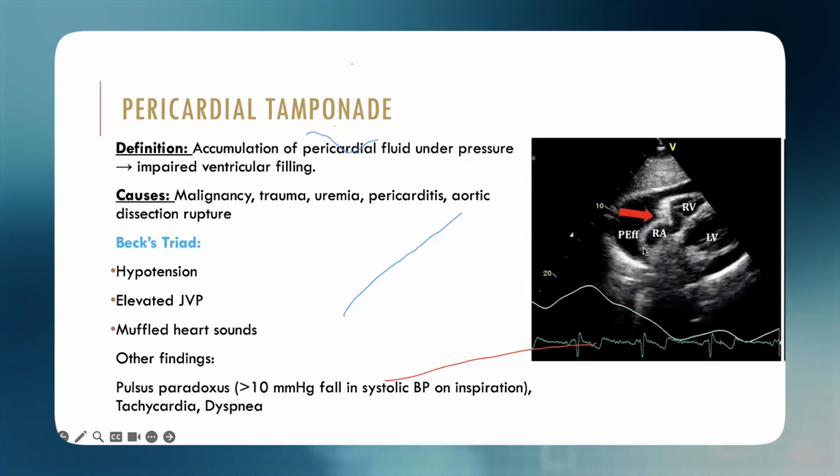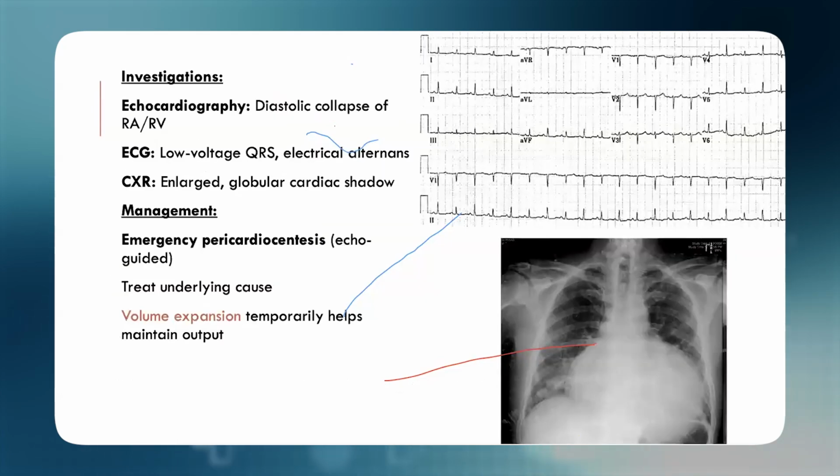And how do you understand tamponade? The RA and RV, they will collapse. Normally in effusions, they will not collapse till tamponade physiology is developed. If they are collapsing, then it is tamponade. It's a cardiac emergency. You need to call the cardiologist, and pericardiocentesis needs to be done.